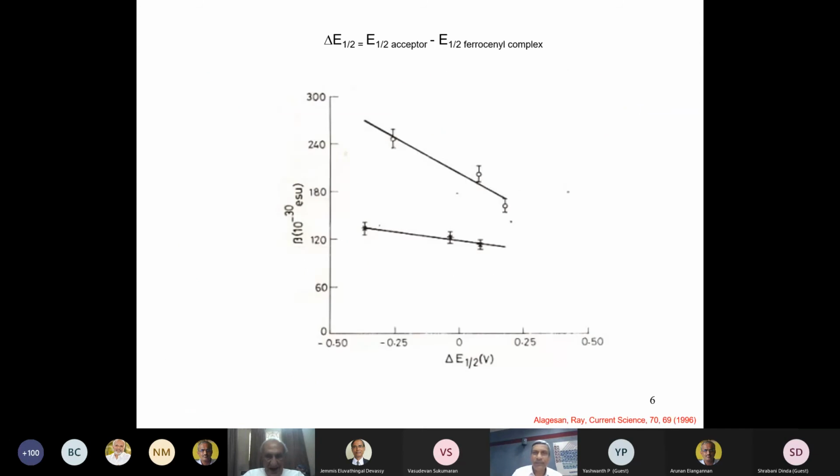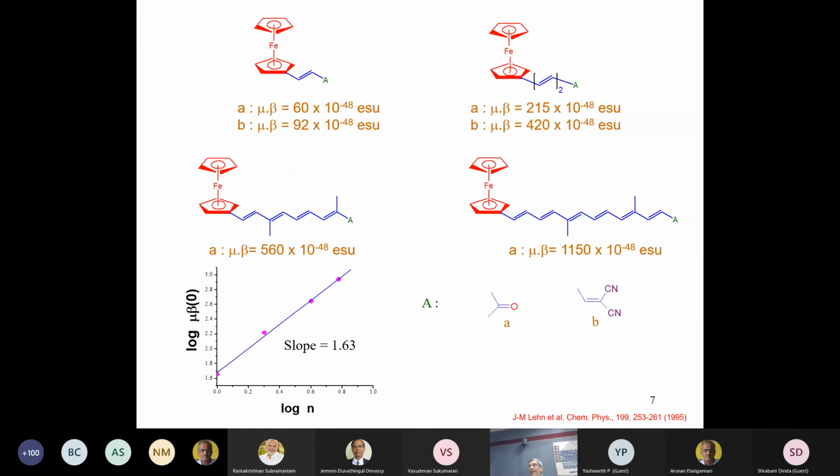And then it turns out that if we simply take the delta E half of DDQ, let's say, and one of the ferrocene compounds, then we can see a linear relationship of beta with that. So we were a little bit excited. But the problem was that we couldn't characterize some of these complexes very well because of this radical anion combining with the neutral species and so on.